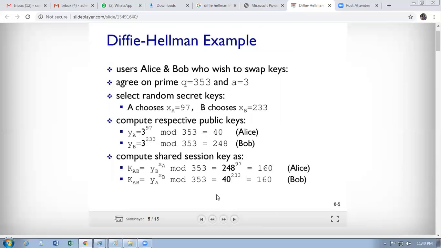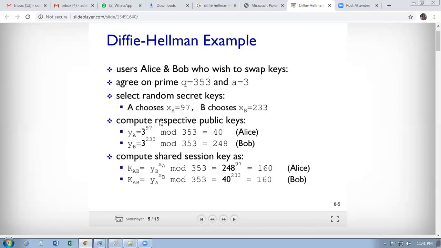So we are going to see one example. For example, the sender and the receiver are named Alice and Bob. I told you we have 3 steps. One is agreement on global parameters. Second one, key generation. Third one, computing session key. So the first step is agreement on global parameters. We have to take 2 global parameters, Q and A. Q is a large prime integer and A is a primitive root modulus Q. That's about the first step.